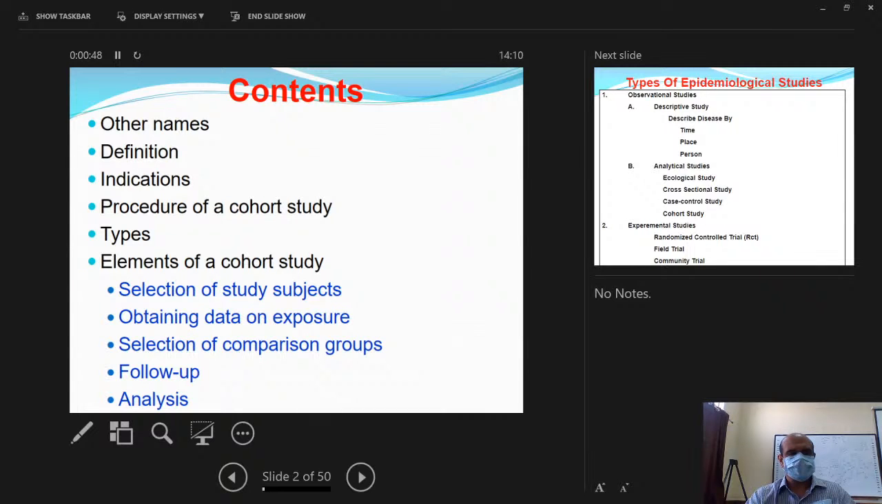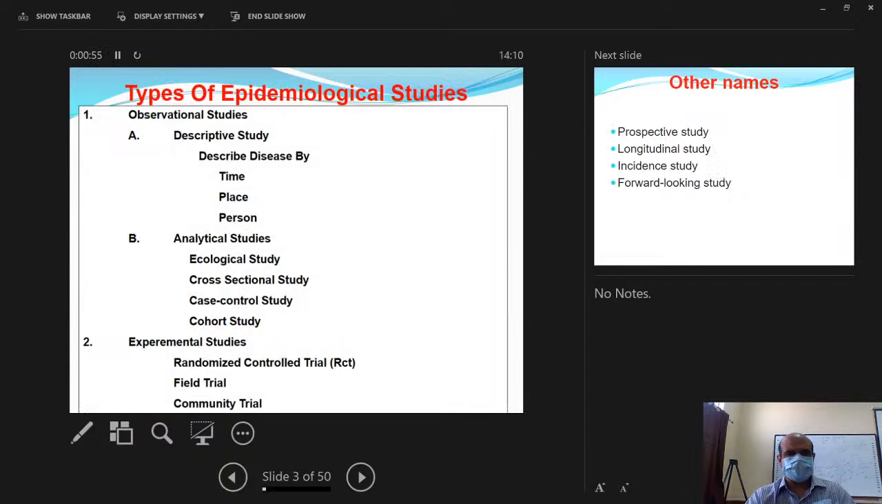The content of this presentation is other names, definition, indicator, procedure. We'll just start. So there are types of studies. What are the types of studies? There are observational studies and there are experimental studies. When we say observational studies, we just observe. We do not try to change anything. We do not give any medication, any preventive procedures, or any lifestyle modification. Nothing. We do not do anything.